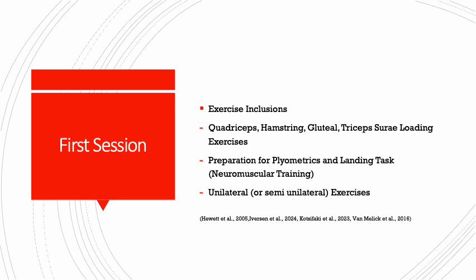So as the first session of the initial phase, there are a few inclusions. We've got quadriceps, hamstring, gluteal, and triceps surae loading exercises, preparation for plyometrics and landing tasks, which we'll use the term neuromuscular training for, as well as unilateral or semi-unilateral exercises. It's important to note that exercise selections may not be exhausted of what could be prescribed in this phase.